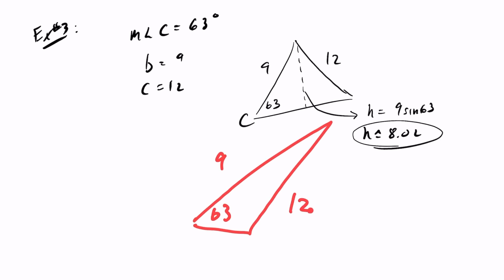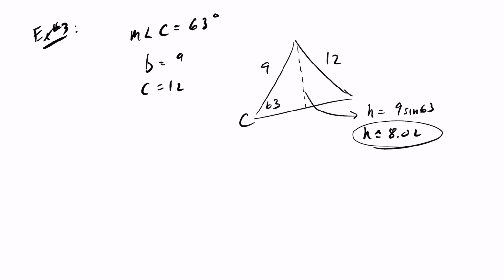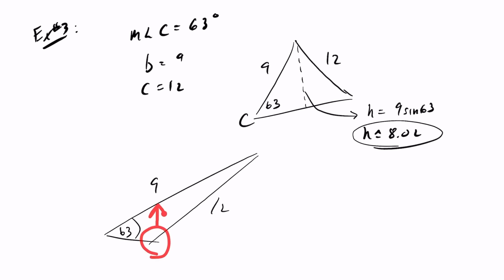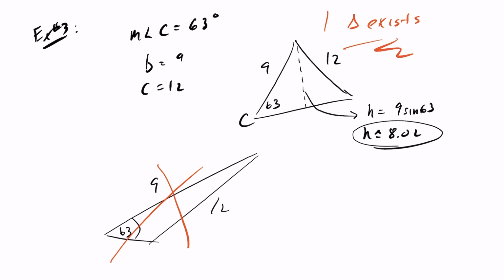I know that this triangle does exist. If I did try to construct an obtuse triangle, leaving this as a 12, this as 63 degrees, and this as 9, we would have a problem because my obtuse angle must have the largest side. The largest angle gives the largest opposite side. So in this case, I'm expecting this to be the largest, and I don't. I have this as a 12. So right away, this option does not exist. And in this situation, only one triangle exists. So I thought I'd highlight that.